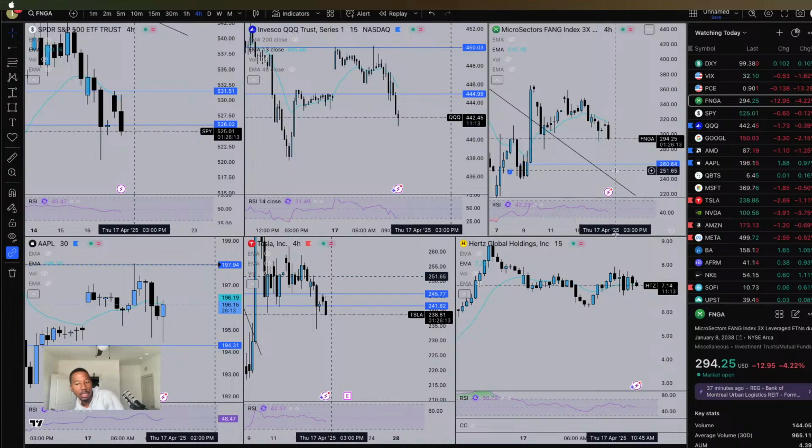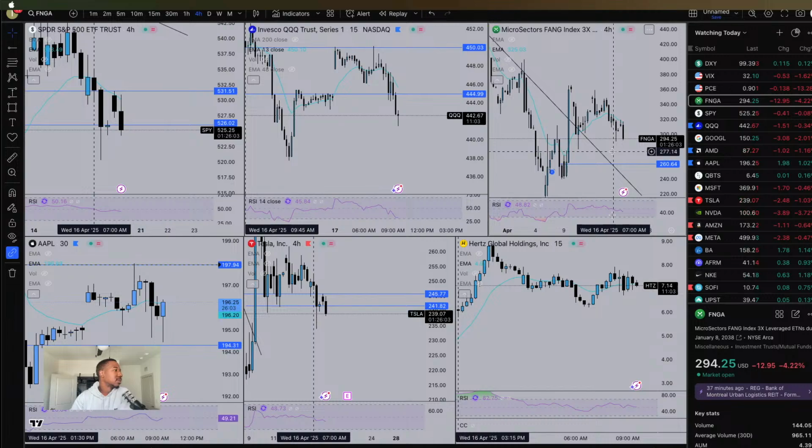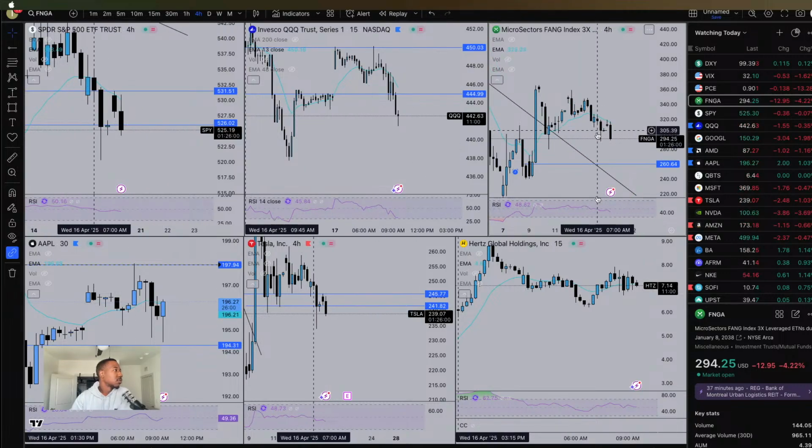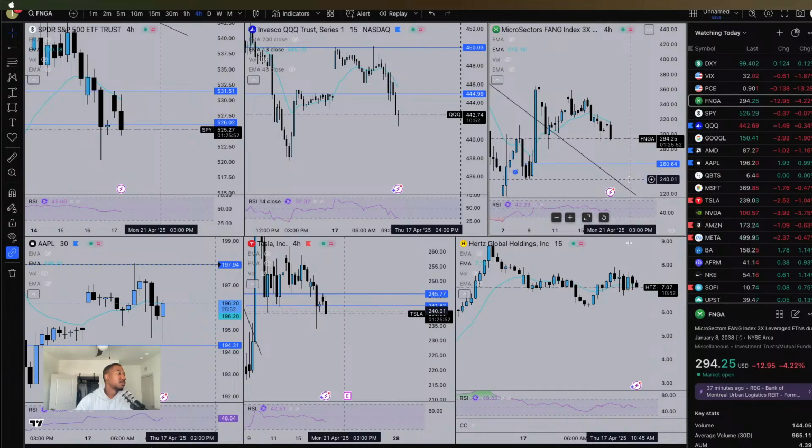Yo, it's coming down some more. I could see it coming down some more. When you look at the demand zone, you wouldn't even expect a reversal here. Reversal kind of starts at this 273 area, with the best being about this 240 area.